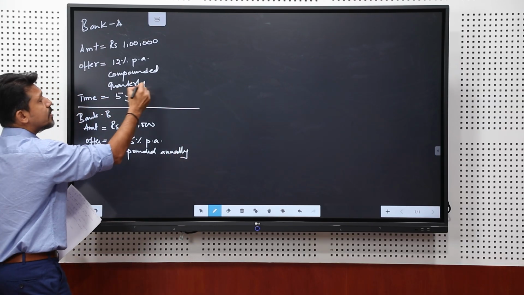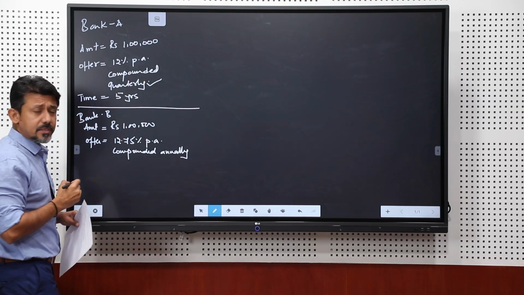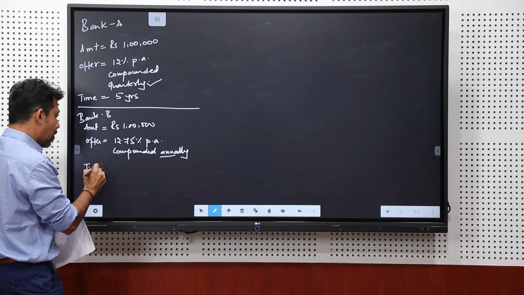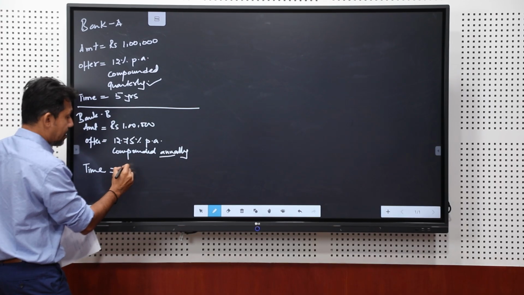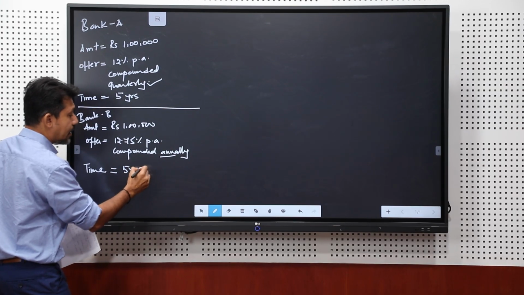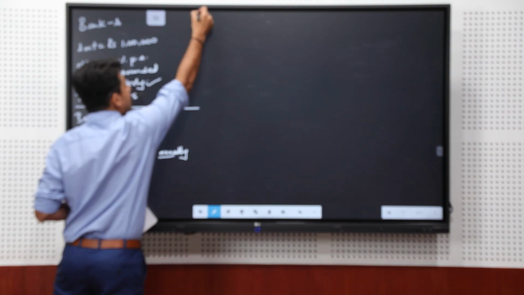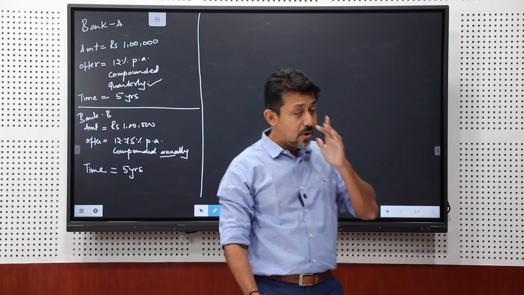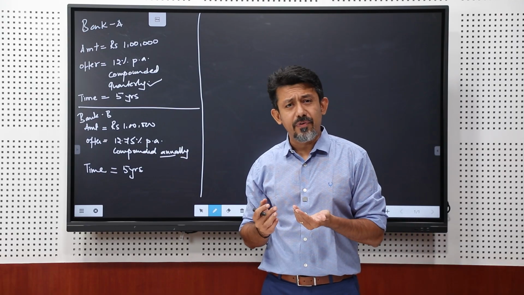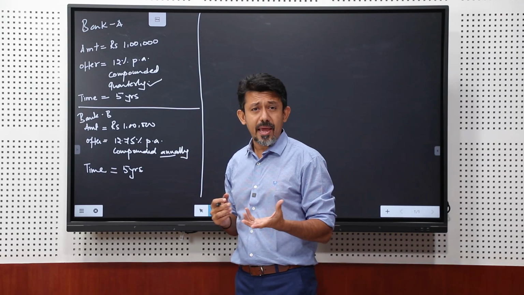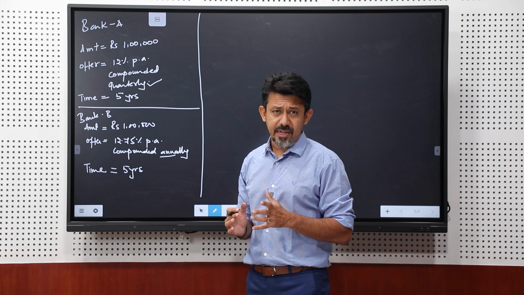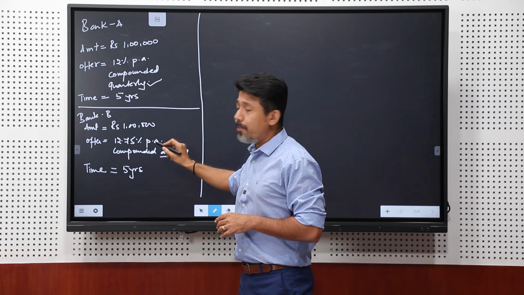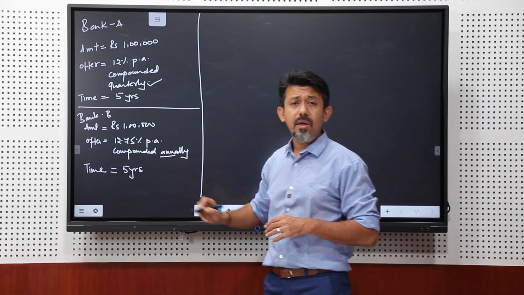So this bank offers a quarterly rate of interest. This bank offers an annual rate of interest for the same time period, 5 years, right? Now the question is, which is a better deal? And you can't get across this by just comparing the rate of interest, because you've got to compare two equitable rates of interest. 12% is compounded quarterly and 12.75% is compounded annually.